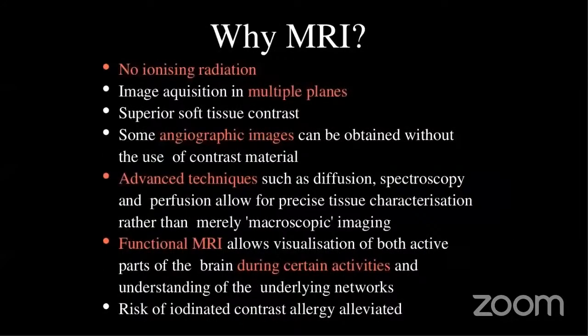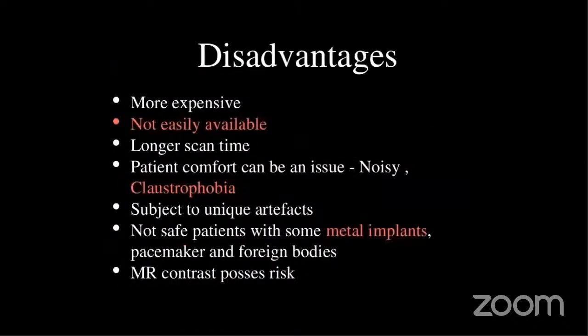So why MRI? As I said, nothing new: no ionizing radiation. You can acquire in multiple planes. It has excellent soft tissue contrast, and angiographic images can be obtained without giving a contrast. Advanced techniques we have, like diffusion, spectroscopy and perfusion, allow for precise tissue characterization. Functional MRI, we have our next talk on functional MRI. It allows visualization of the active parts of the brain during certain activities, and the risk of contrast allergy is less.